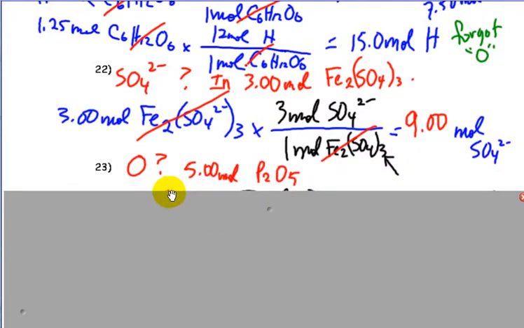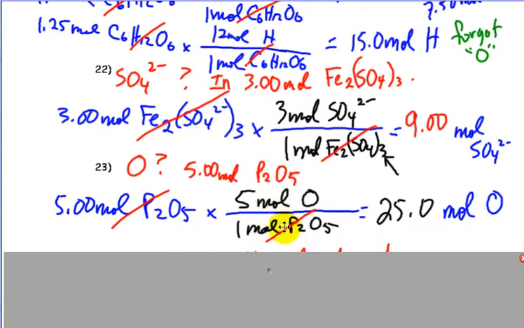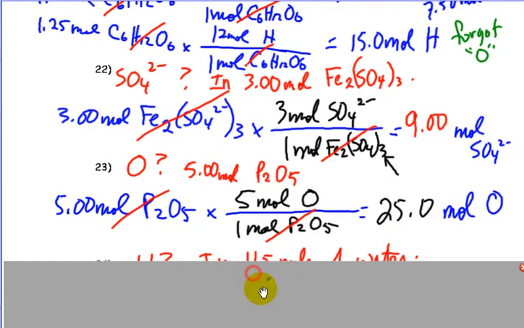And lastly, how many moles of oxygen in 5 moles of P2O5? You can see the conversion there. 1 mole of P2O5 has 5 moles of oxygen. There it is right there. So 5 moles of P2O5 would have 25 moles of oxygen.